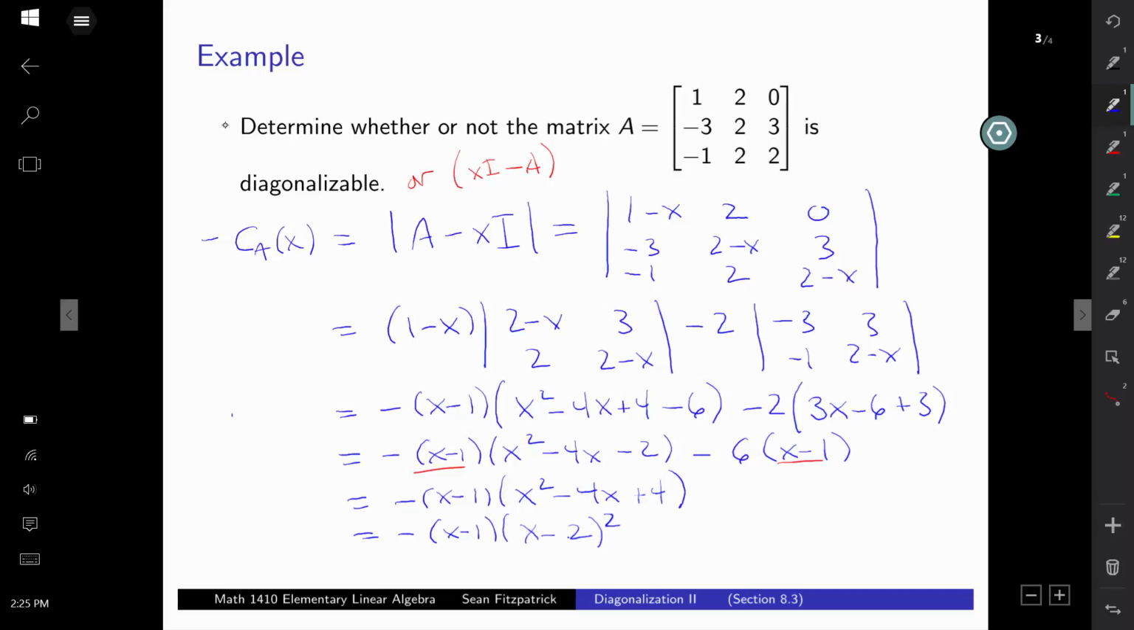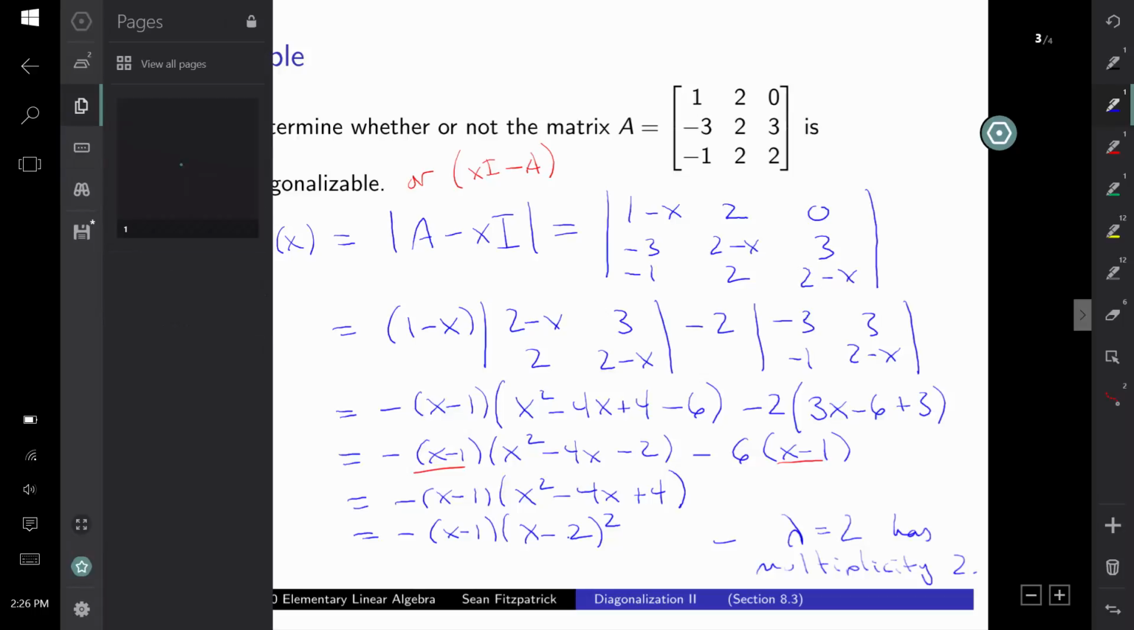Okay, so we can see that the x minus 2 is repeated, and that means that lambda equals 2 has multiplicity 2. Okay. Now I want to know if I can diagonalize. So in order to figure out whether or not I can diagonalize, I've got to see how many eigenvectors come along with lambda equals 2.